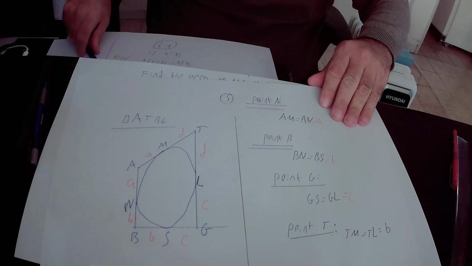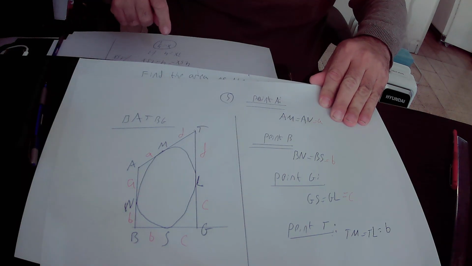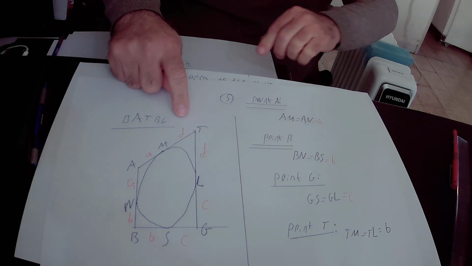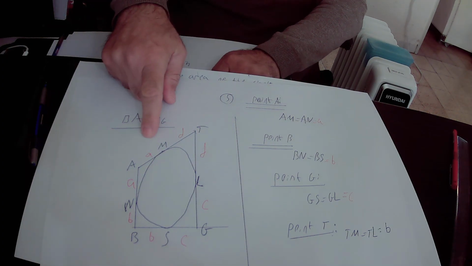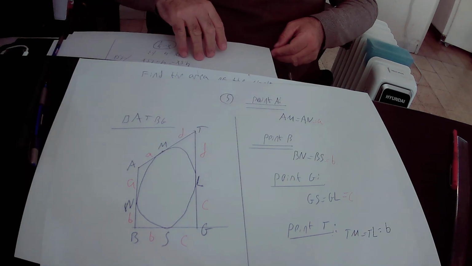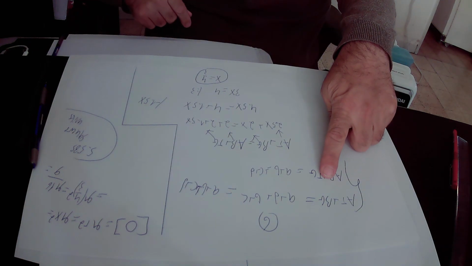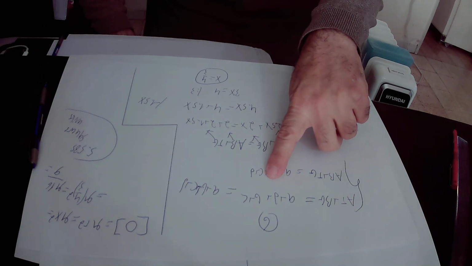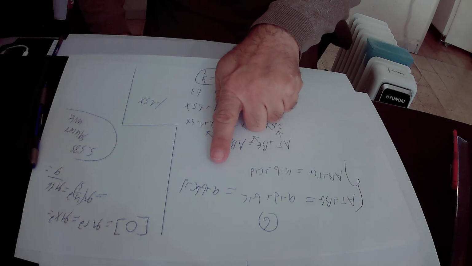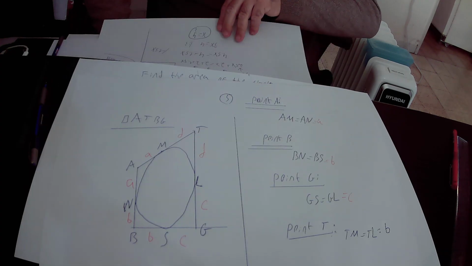Then we added side TA to side BG. What is AT plus BG? AT equals A plus D and BG equals B plus C. So in total, AT plus BG equals A plus D plus B plus C. You can change the order here, and we get that AT plus BG is A plus B plus C plus D.